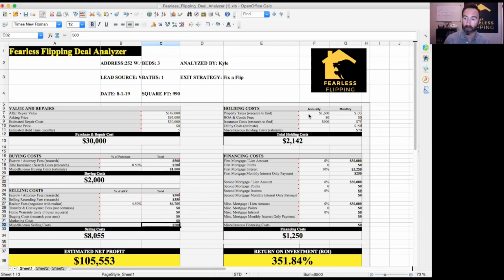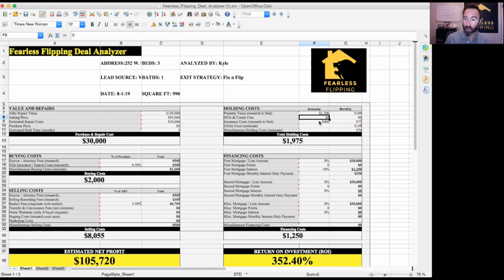Then my holding costs. So for a property this size, right now he's asking for $95,000. I'm just going to get out my calculator right now. In California, 1.2% is usually the cost for the property taxes. So $95,000, I'm doing this on my calculator over here, times 0.012. Basically, I'm going to round up to $1,200 is what my annual property taxes are. I have no HOA and condo fees because this is a house.